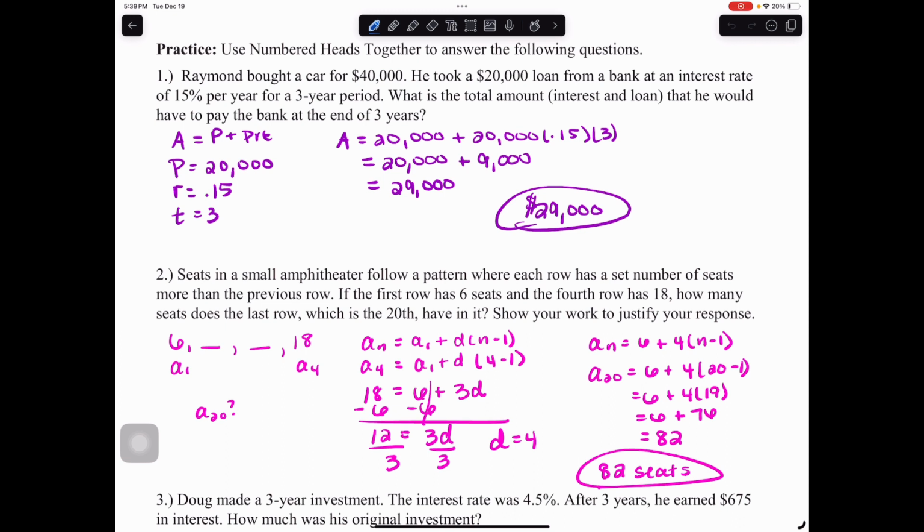Now that I know that, I can write the actual formula for this sequence, which is A sub n equals 6 plus 4 times (n minus 1). And I can find the 20th term by doing A sub 20 and replacing n with 20. We should find out that there's 82 seats in that row.